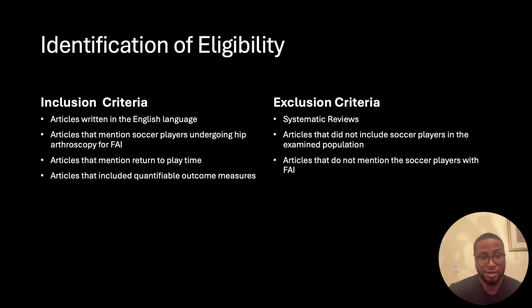For these selection criteria, articles were included if they met the following criteria: articles written in the English language, articles that mention soccer players undergoing hip arthroscopy for FAI, articles that mention return to play time, as well as articles that include quantifiable outcome measures. Articles were excluded if they were deemed systematic reviews, if the articles did not include soccer players in the examined population, and if the articles did not mention soccer players with FAI.